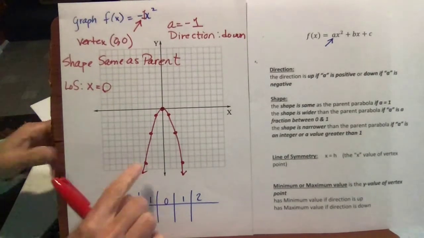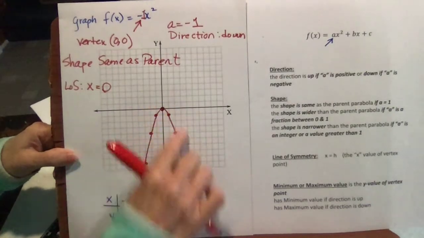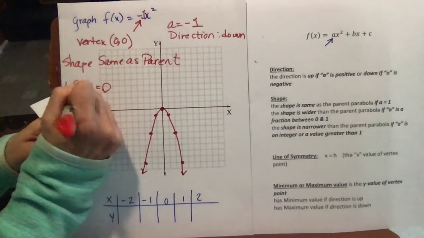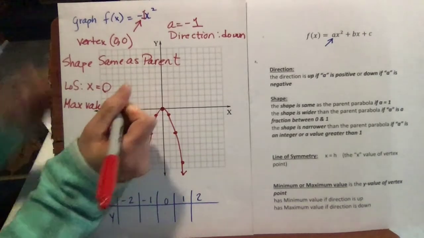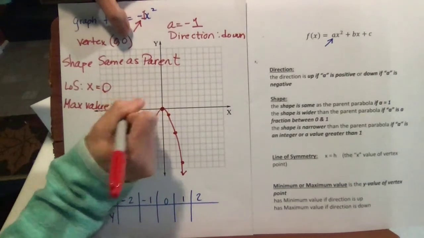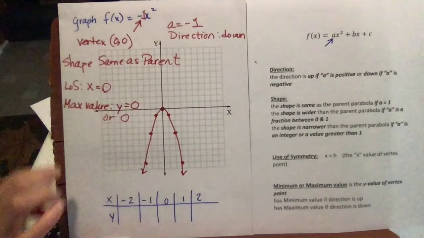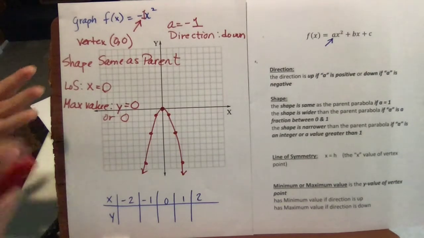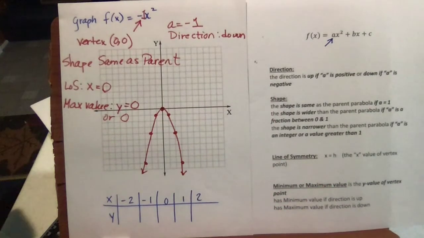Does this have a min or a maximum point? Well, it has a maximum because it's going down. It has a very high point. The highest point is here. So it has a maximum point. The maximum value is the y value of the vertex, so it's y equals 0. Or you can just write 0. You don't have to write that one as an equation. And we have identified everything we need to on the parabola: the direction, the shape, the line of symmetry, and whether it has a min or max point, and what it is.